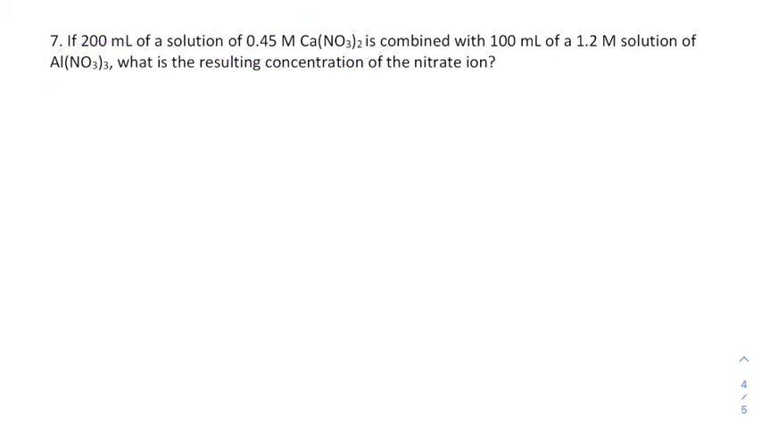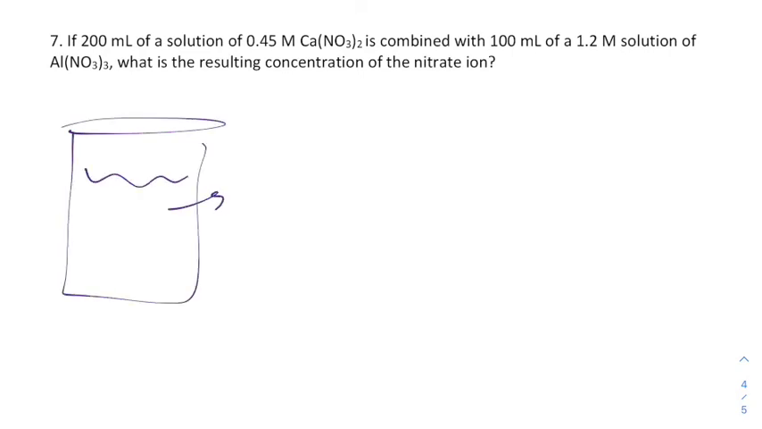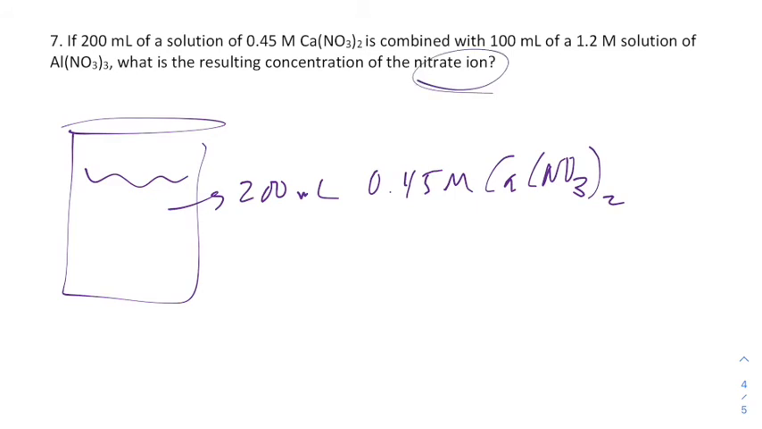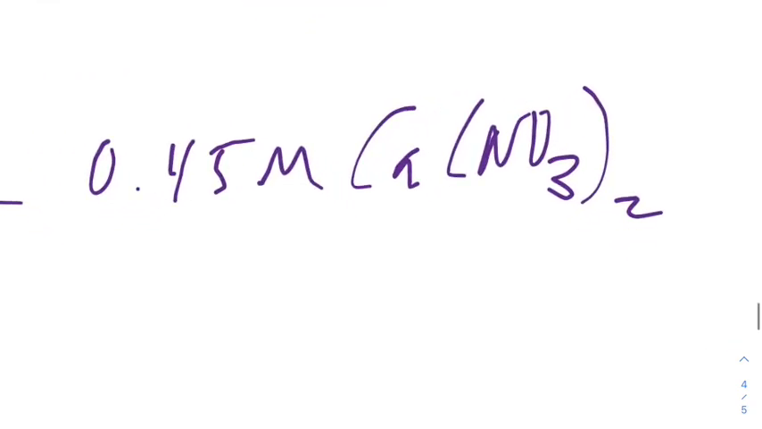So first of all, let's look at what we got here with our calcium nitrate solution. So we've got a beaker and it's got 200 milliliters of 0.45 molarity of the calcium nitrate. Now, we're only concerned about the nitrate. So what I'm going to do, I'm going to use my bicycle tricycle kind of logic and realize that if it's 0.45 molarity of the calcium nitrate and I really only care about the nitrate, then this is a bicycle because there's 2 nitrates for every 1 calcium nitrate that's there.